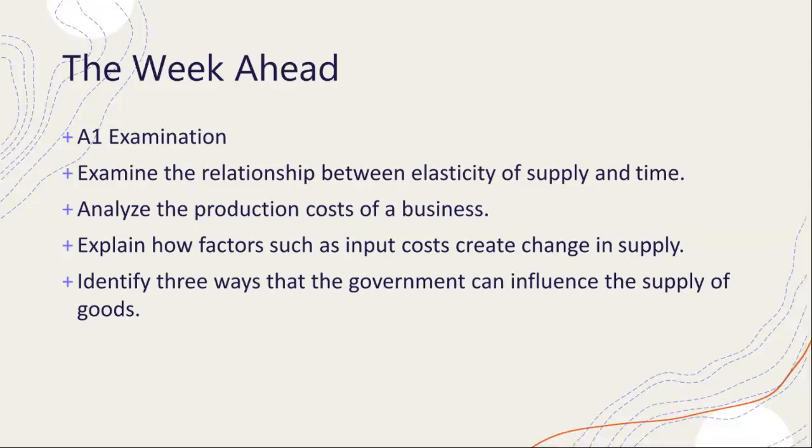We will also explore how the government can influence the supply of goods. Governments have several tools at their disposal to impact supply. So firstly, they can impose taxes or offer subsidies. Taxes can discourage production by increasing costs, while subsidies can encourage it by reducing costs. Second, the government can regulate industries to maintain quality standards or control production quantities. Lastly, they can influence supply through trade policies like tariffs or input quotas.